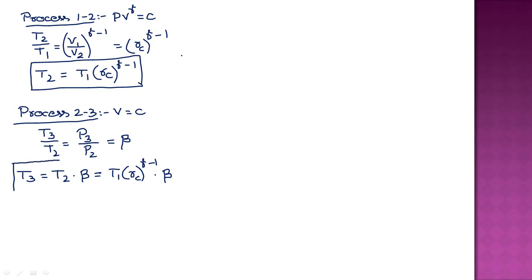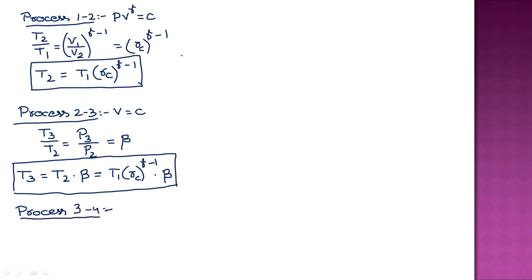Now let us take process 3 to 4. Process 3 to 4 is a constant pressure process. When pressure is kept constant, temperature is directly proportional to volume. So T4 by T3 is equal to V4 by V3, which is nothing but rho. So T4 is equal to T3 into rho, which can also be written as T1 Rc power gamma minus 1 into beta into rho. So this is the formula for T4.